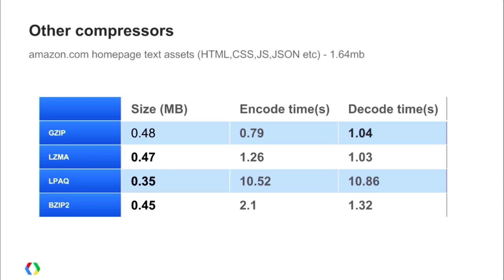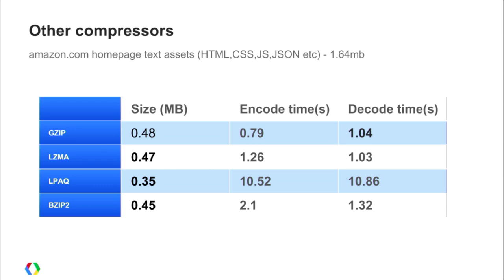Now, below LZMA, you see LPAC. This is a context mixing-based encoder. It's effectively mostly a neural net in practice of how it matches symbols. Now, notice LPAC actually gives us the smallest file size compared to everything else at 0.35 megabytes. I'll get into that a little bit more in a second.